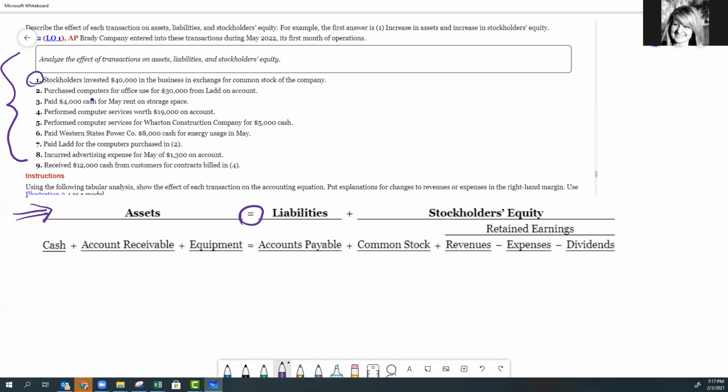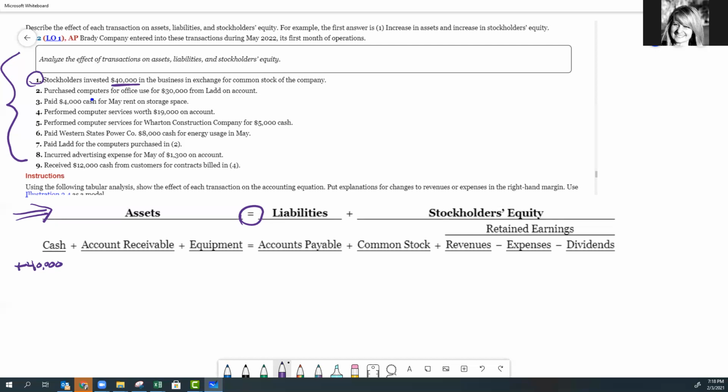So if the stockholders invested $40,000 in cash in the company in exchange for common stock, that means that the company now has $40,000 in cash that it did not have before. Cash is an asset. So we're going to come over here to cash and show that cash went up by $40,000. Okay, let's just also take a moment to work with your accounting equation.